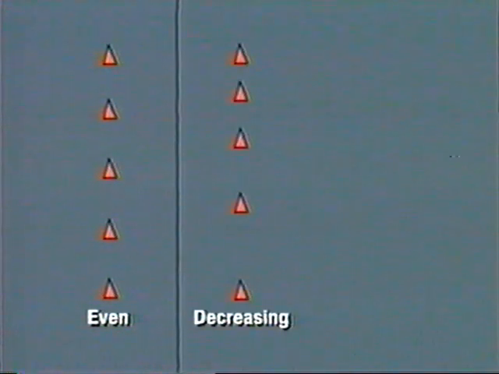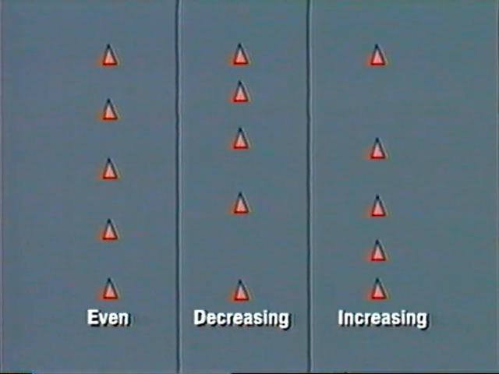Some slaloms will have even spacing between the pylons. In this case, keep the speed constant as you drive through. There will be times when the spacing between pylons is decreasing. This means you must slow down as the car goes through. If you find the distance between pylons is increasing, the pylons are getting further apart, you can increase your speed as you drive through.